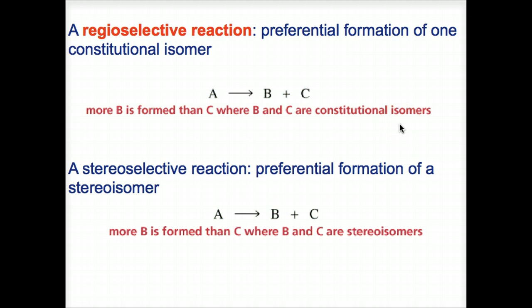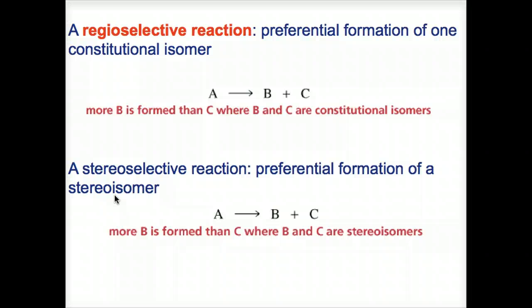Stereoselective reaction is preferential formation of a stereoisomer. Notice stereo is in front of the stereoselective. So again, A forming B plus C, more B is formed than C, where B and C are stereoisomers. So we call that stereoselective. Regioselective: regio tells us constitutional isomers. Stereoselective: stereo tells us we're talking about stereoisomers.